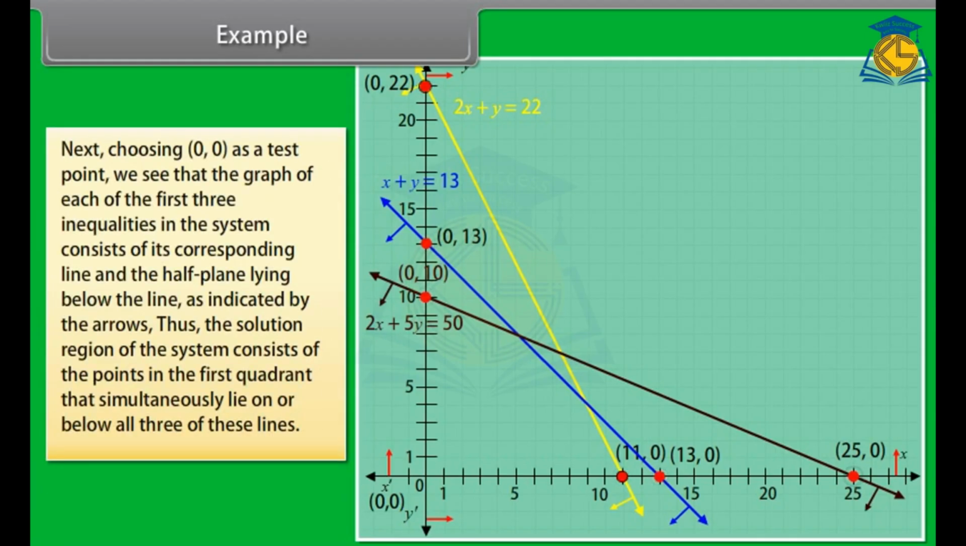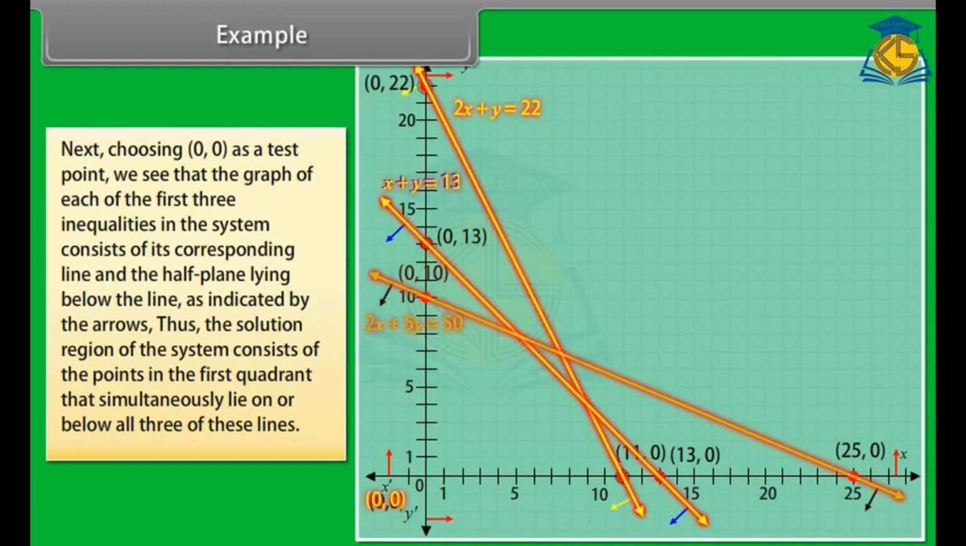Next, choosing (0, 0) as a test point, we see that the graph of each of the first three inequalities in the system consists of its corresponding line and the half-plane below the line, as indicated by the arrows. Thus, the solution region of the system consists of the points in the first quadrant that simultaneously lie on or below all three of these lines.